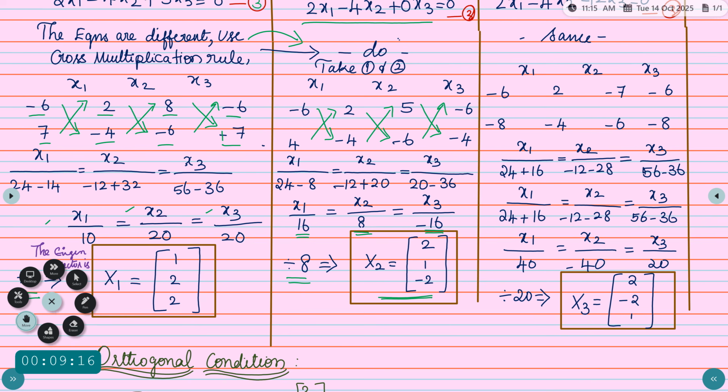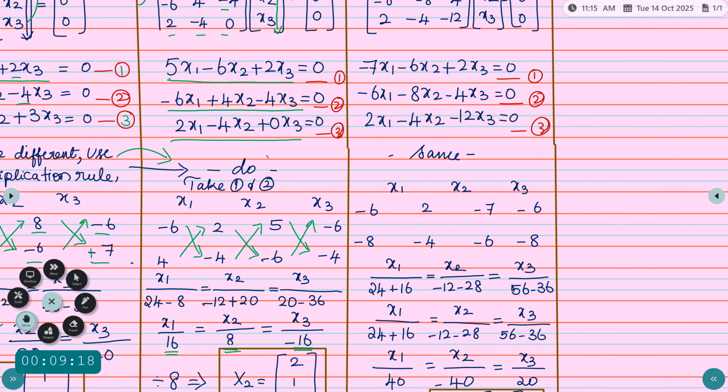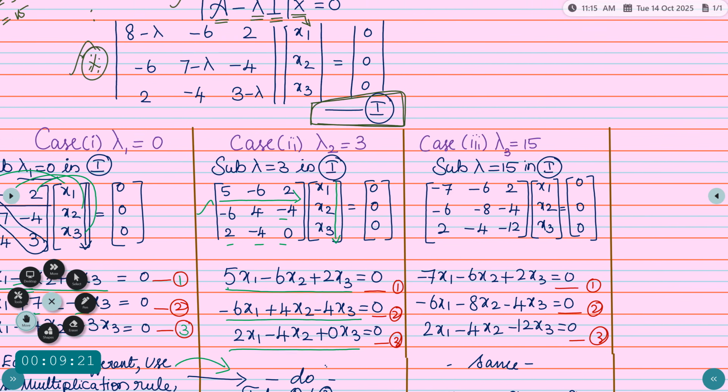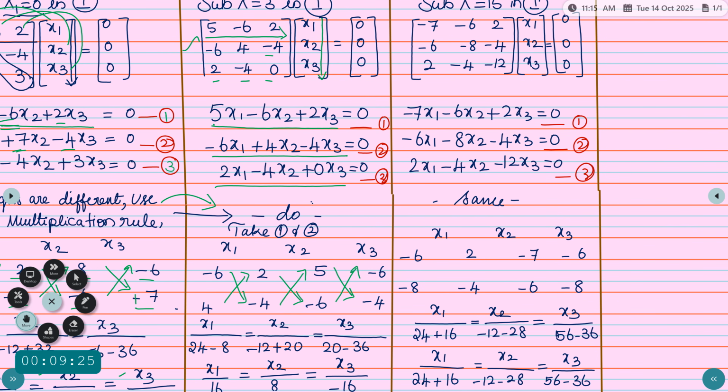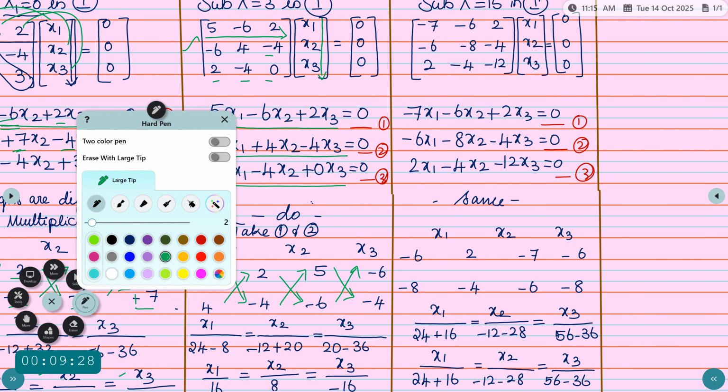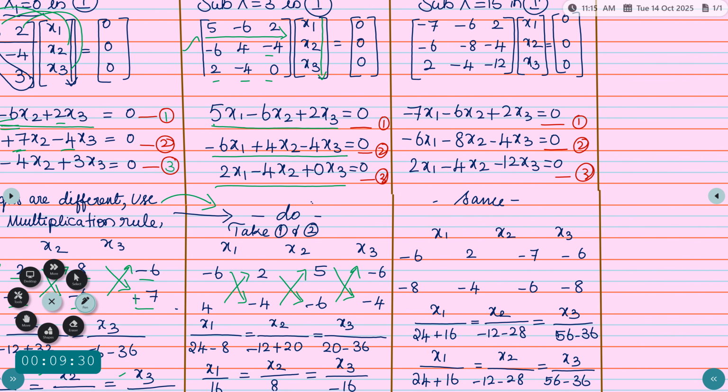Similarly, case 3. What is case 3? Lambda 3 equal to 15. Now you are going to substitute lambda 3 equal to 15 in the I base equation. You are getting the matrix like this. The same we are going to repeat: minus 7x1 minus 6x2 plus 2x3 is the first equation, and then the second equation and third equation. Here also the equations are different, so we are going to use the cross multiplication rule.